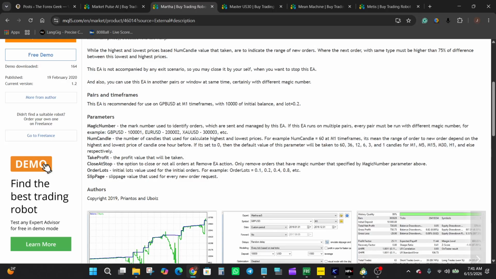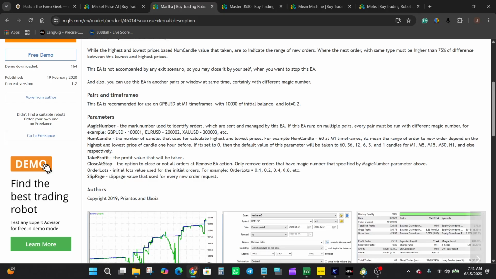Another important point mentioned by the developer is that this EA does not include an automatic exit scenario for ending the overall strategy. Instead, traders are expected to decide when they want to stop running the EA and manually intervene if necessary. That is something users should be aware of before testing or deploying the system.